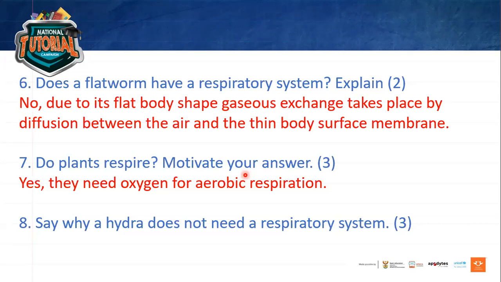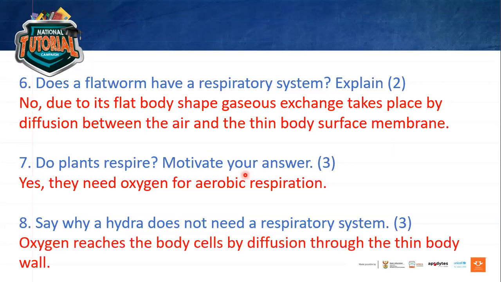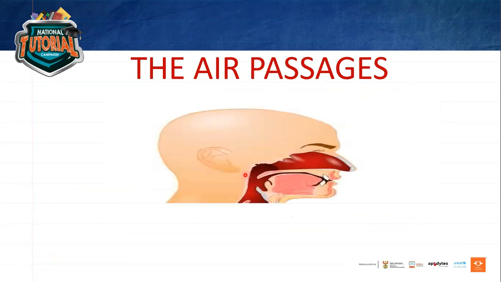And then question 8, say why a hydra does not need a respiratory system. A hydra does not need a respiratory system because oxygen reaches the body cells by diffusion through the thin body wall. So these structures, such as the flatworms, hydras, amoebas, their structures are simple. Therefore, the ones that are simpler don't need the respiratory system since the exchange of gases can just occur by diffusion through their body surface. I hope you understood that.